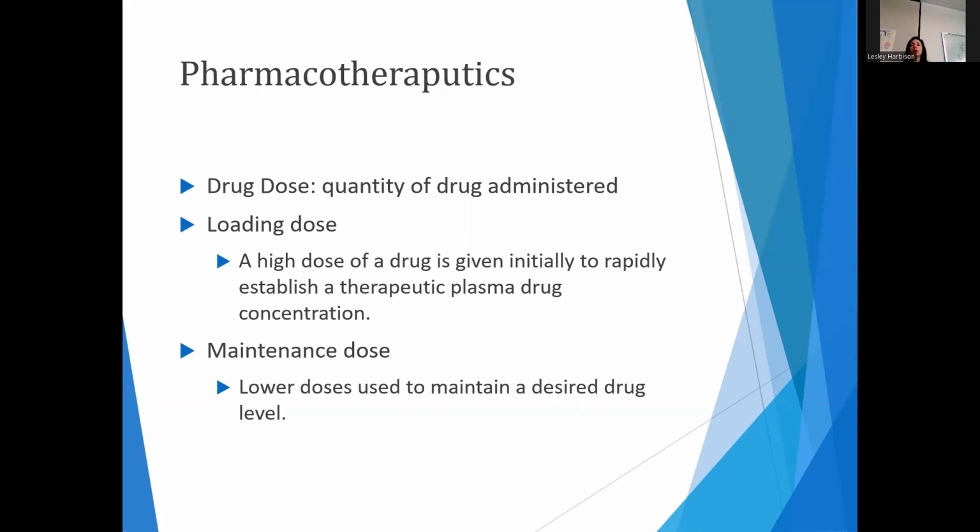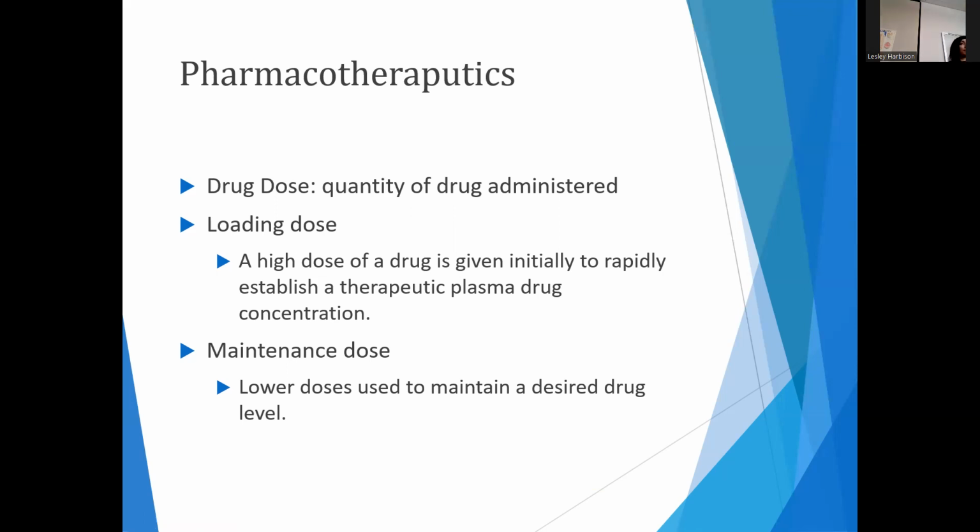Okay, pharmacotherapeutics. The drug dose is the quantity of the drug administered. So it's just like milligrams, the actual quantity of the molecules, how much drug. Loading dose. This is an important concept. A high dose of a drug is given initially to rapidly establish a therapeutic effect. And then after you get your loading dose, there might be a lower maintenance dose.